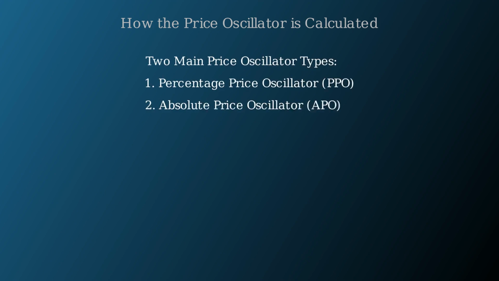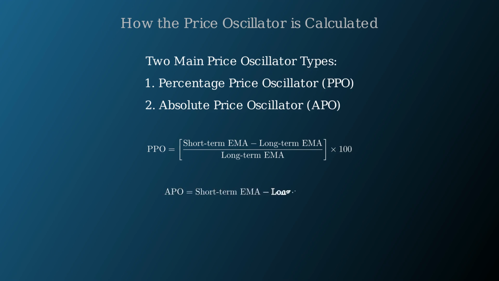Let's explore how the price oscillator is calculated. There are two main types of price oscillators, the percentage price oscillator, or PPO, and the absolute price oscillator, or APO. The PPO formula takes the difference between short-term and long-term exponential moving averages, divides by the long-term EMA, and multiplies by 100 to express it as a percentage. The APO formula is simpler. It's just the difference between the short-term and long-term EMAs, showing the absolute price difference.